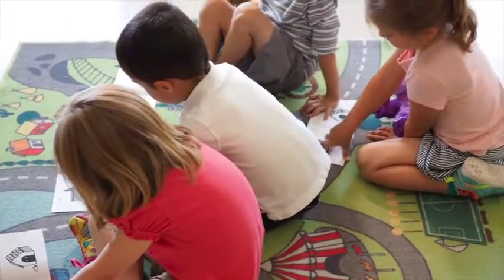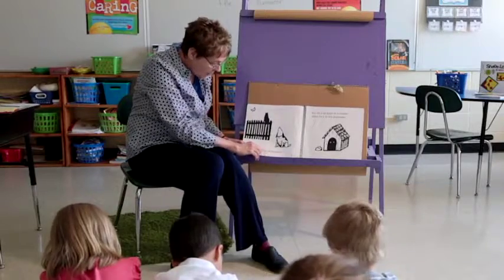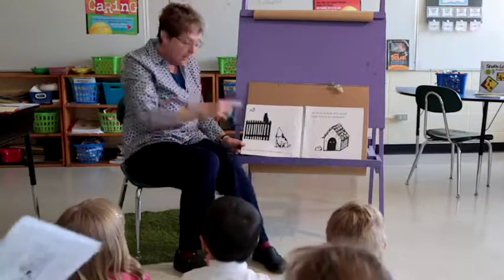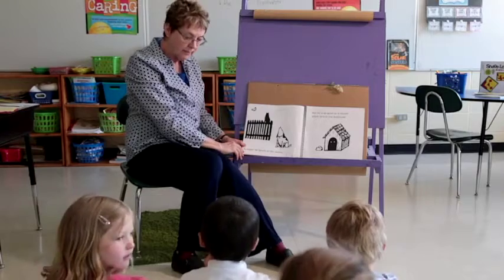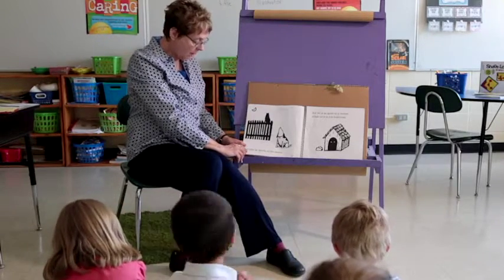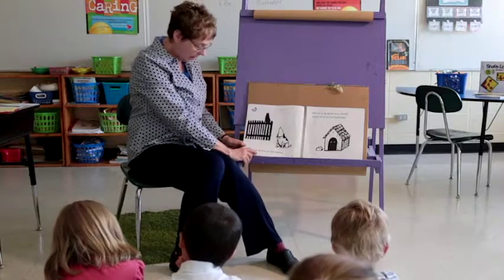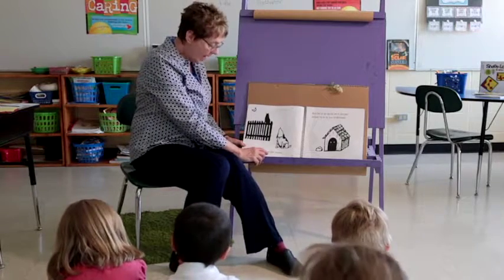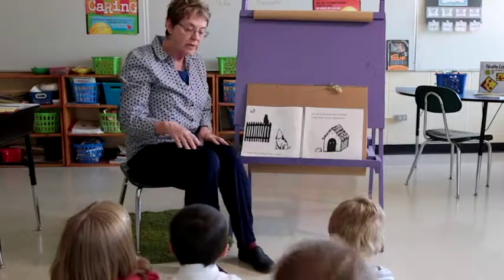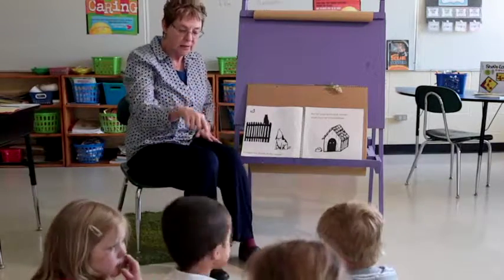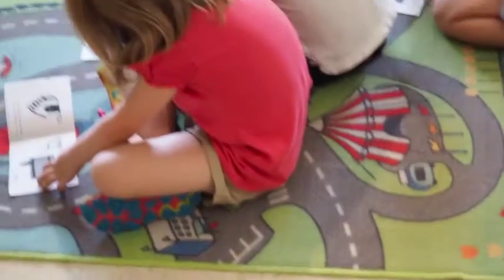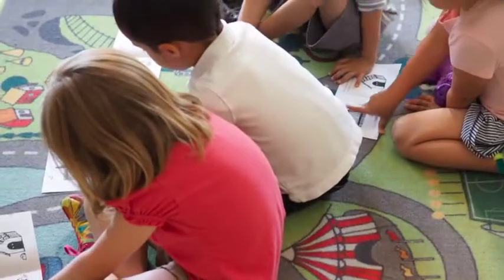Let's count them. 1, 2, 3, 7. You got 7? I got 4. Let's try again. Let's start at the beginning and do it all together. Good. Okay, let's start again. 1, 2, 3, 4, 5, 6, 7. Well, let's read. I'll read this page again. You guys point to the words while I read it again. At night, he howls at the moon.